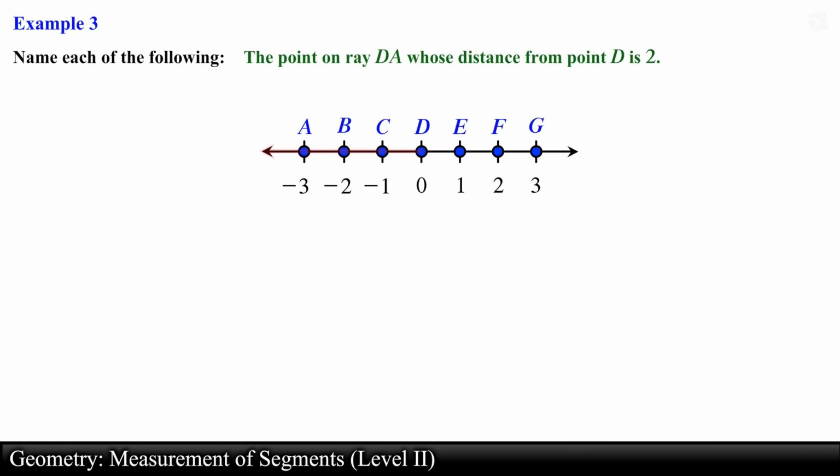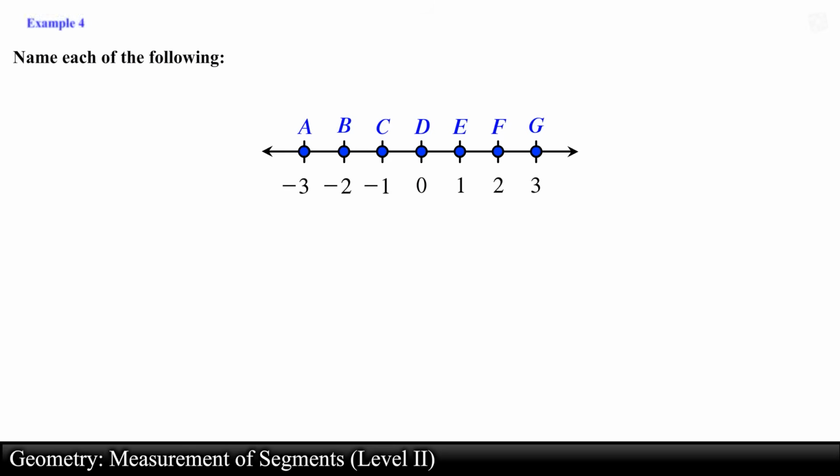Let's start by drawing ray DA. Next, we need to determine the point that is 2 units away from point D. Starting from point D and moving in the same direction as ray DA, we see that point B is 2 units away from point D. So point B is our final answer.